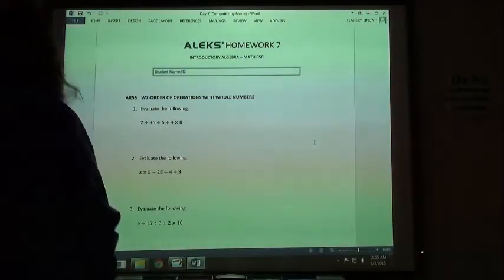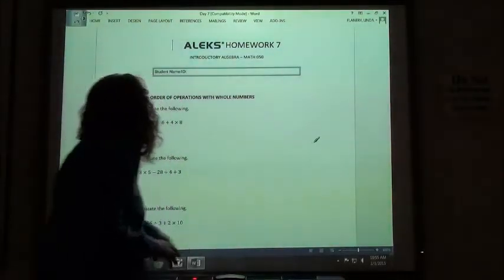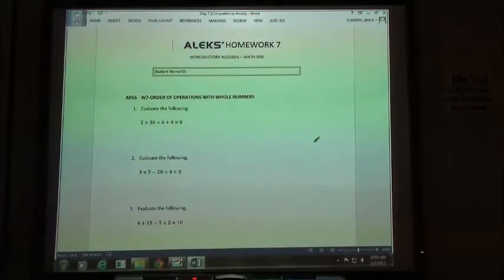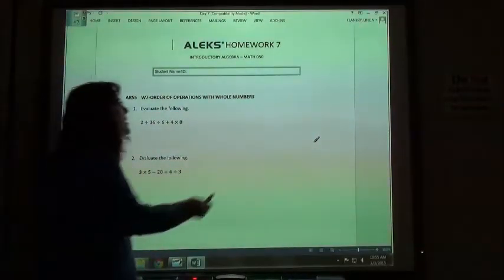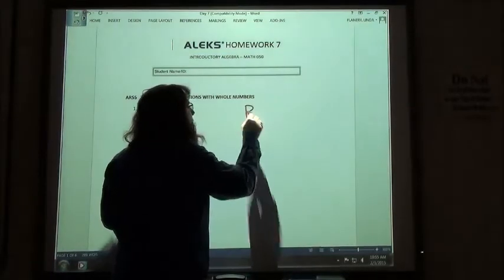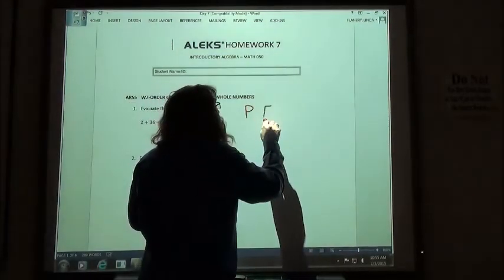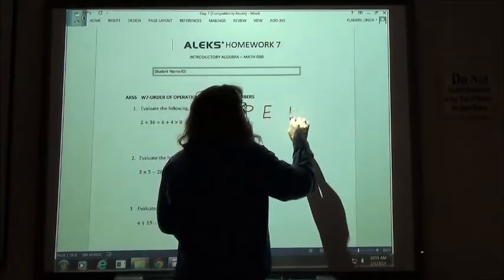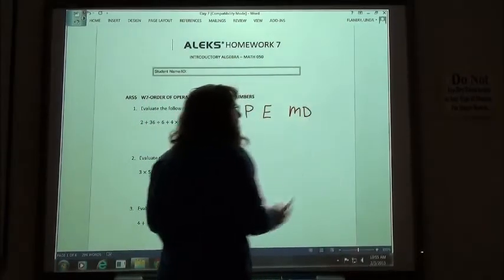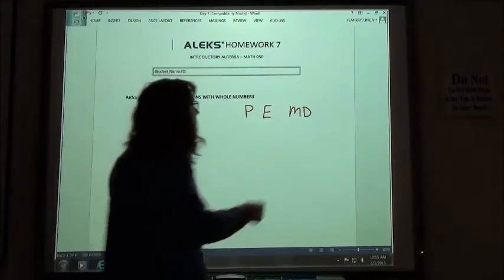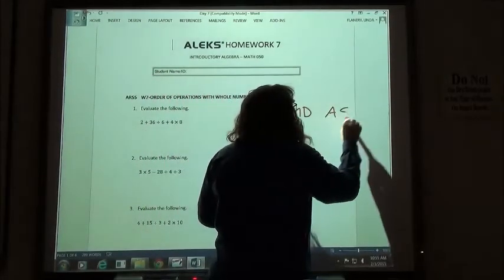All right, introductory algebra homework day 7. Starting out with the order of operations. The order of operations, you do inside the parentheses first so that you only have one number in the parentheses. Then you do exponents. You do multiplying and dividing together from left to right. And then you do adding and subtracting.